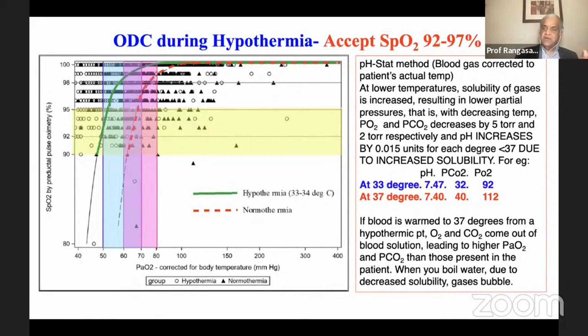But if you take the blood from a cooling baby and heat it to 37 degrees in the blood gas machine, which all of them do, you're going to get values of pH 7.40, PCO2 40, and PaO2 112. So the baby is actually hypocarbic and hyperoxic. The oxygen dissociation curve shifts to the left, just like having fetal hemoglobin. So in this case, maybe you accept a saturation of 90 to 97.